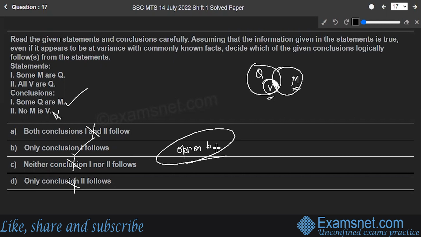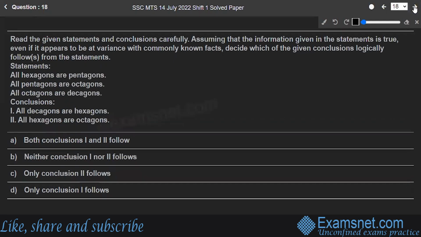Okay. So let's move to the next question, number 18. Read the given statements and conclusions carefully, assuming that the information given in the statements is true. Even if it appears to be at variance with commonly known facts, decide which of the given conclusions logically follow from those statements. And those are, first one, all hexagons are pentagons. Okay, let's again take the help of the Venn diagram.